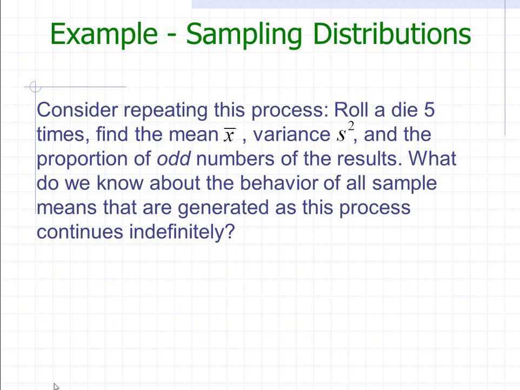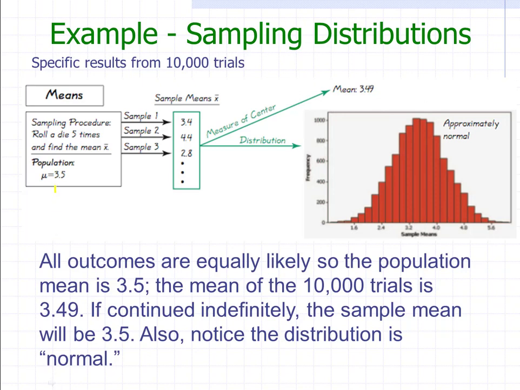So here is how we would do a sampling distribution. This is similar to what you're going to do in the discussion activity using an applet. Take one die and roll it 5 times. You want to find the mean of the values, the number of pips that come up in those 5 rolls. You also want to calculate the variance and the proportion of odd numbers. So what do we know? Well, if we do this 10,000 times, we're going to get a mean of 3.49. And if we take our 10,000 sample means and put them in a histogram, here we go. Notice that the mean is up here at the top, and it's at about 3.5.